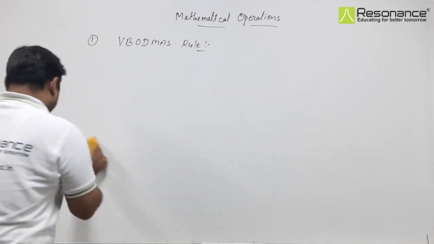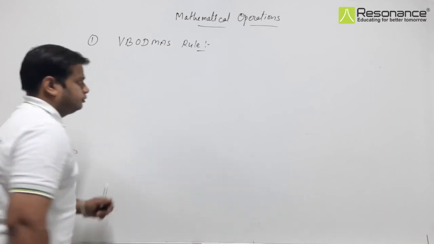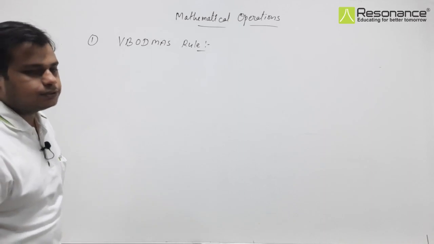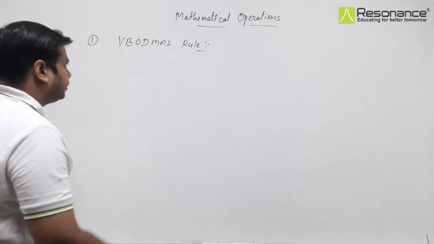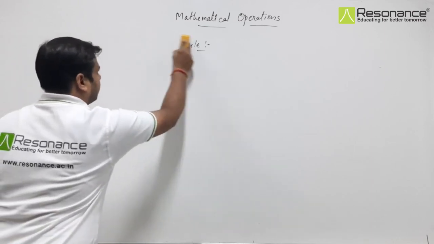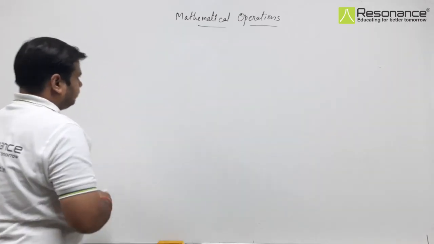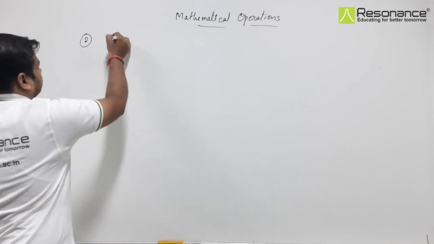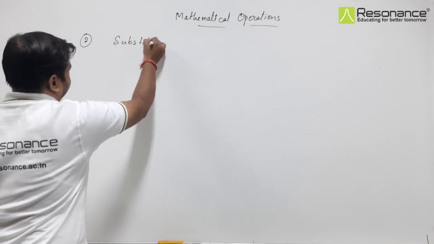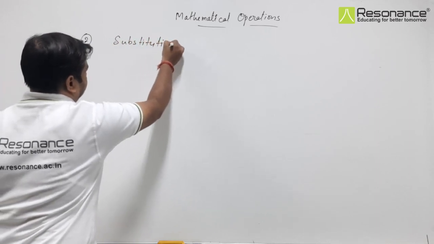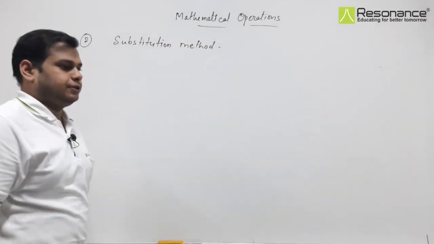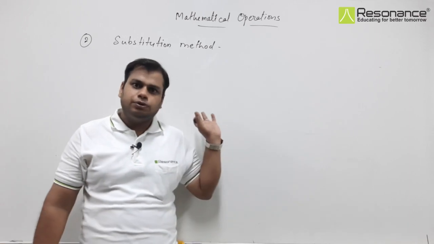So this is the first topic, the BODMAS rule. This topic we have read already in the previous classes also. From initial classes we are discussing this topic. Now coming to the second topic, which is also important, substitution method. Now what is substitution method? We have to follow the BODMAS rule here also.